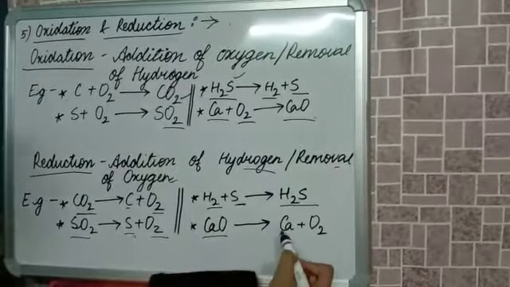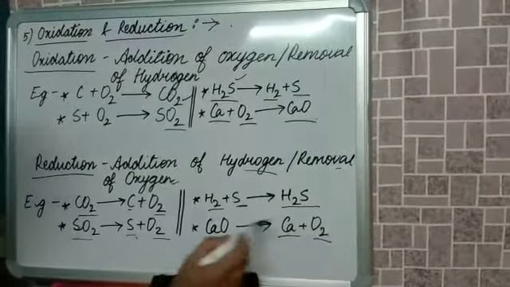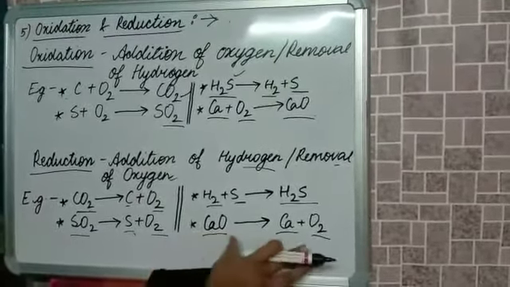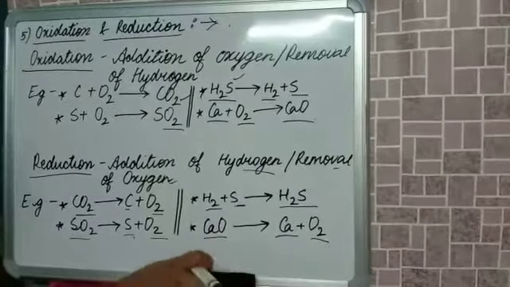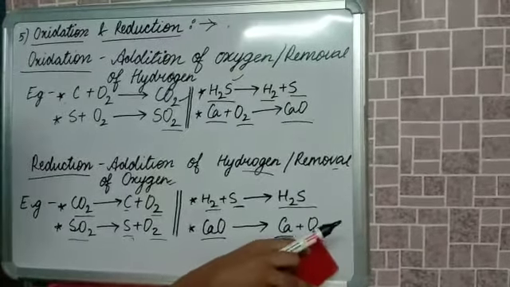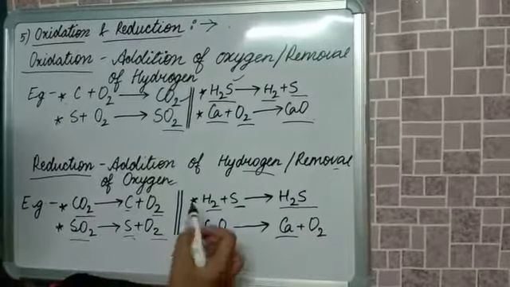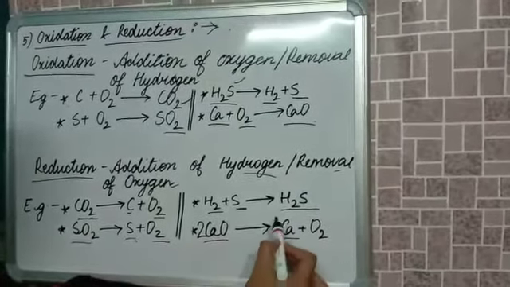Similarly, one more example, that is CaO, the calcium oxide. It decomposes to give calcium plus oxygen. Here you can see that oxygen is being removed from calcium oxide. So again, it is being reduced. And if we balance it, that's it.